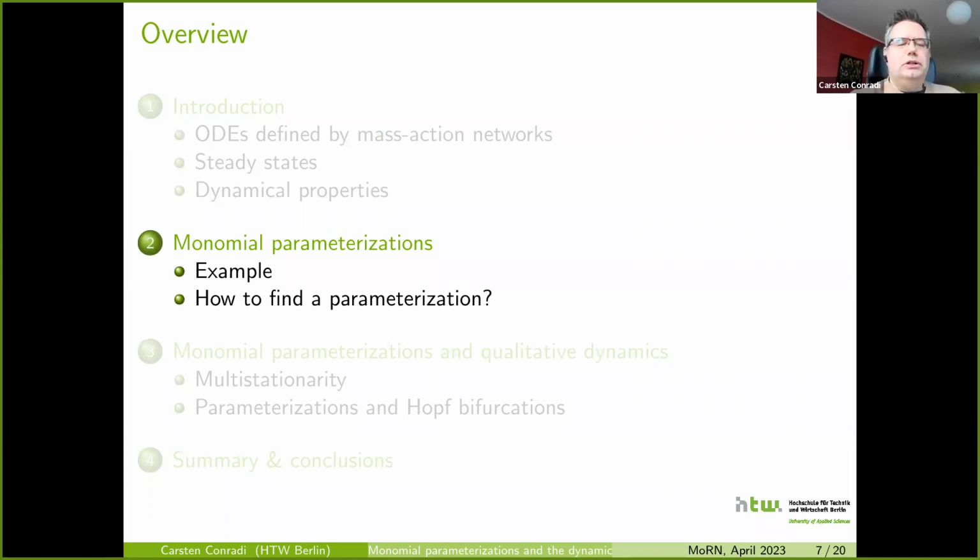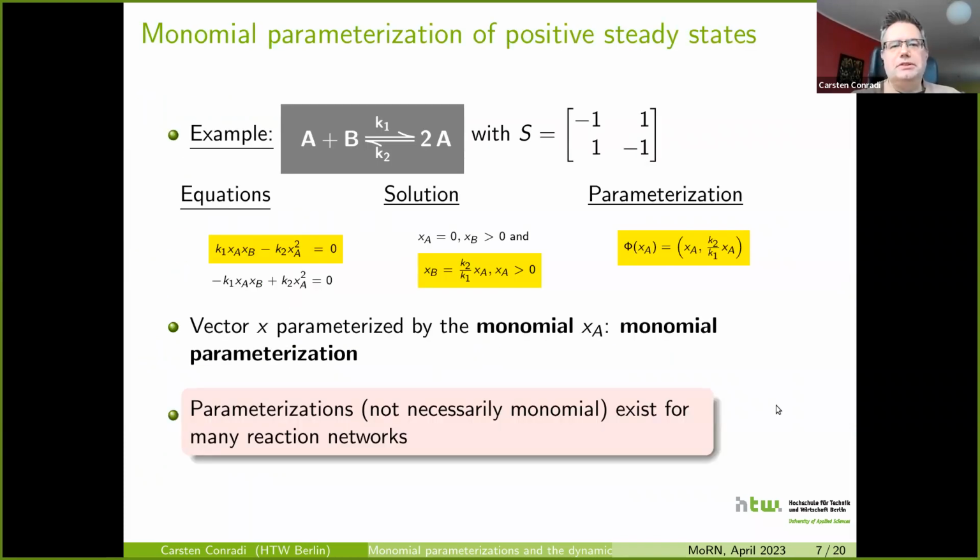And the property that we exploited in establishing these dynamical properties was the monomial parameterizations. I'd like to introduce them by means of an example. So consider this very simple reaction network having 2 species, where A and B gets converted to A. If we look at the steady state equations, you see them on the left, and one notices that there is actually just one equation. This is a quadratic equation that we can solve, and we find two solutions.